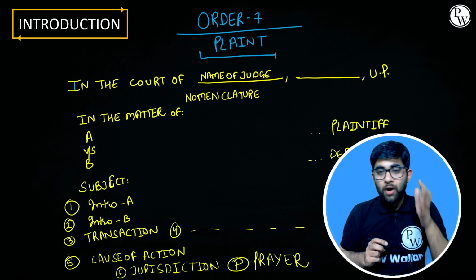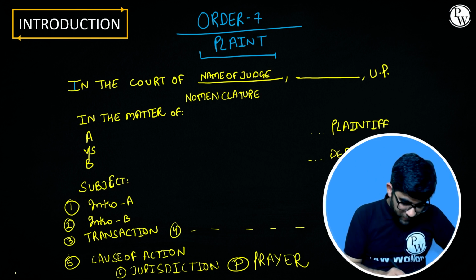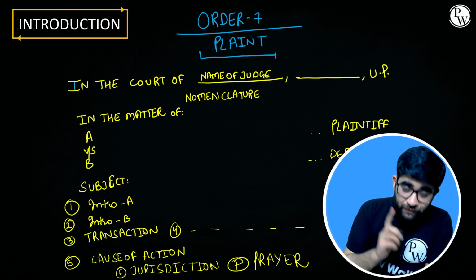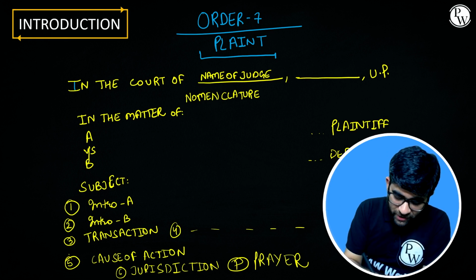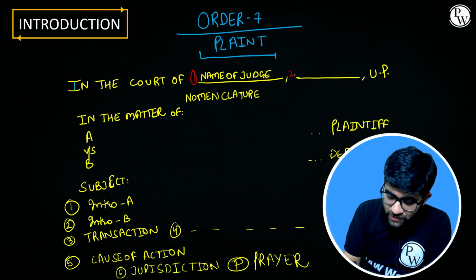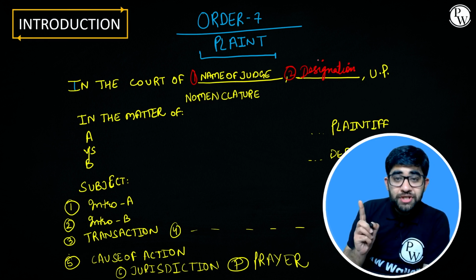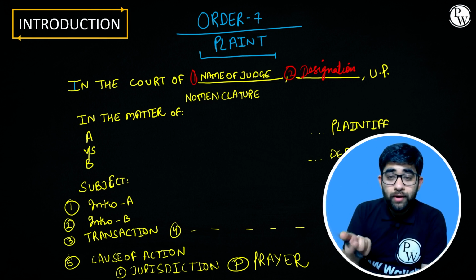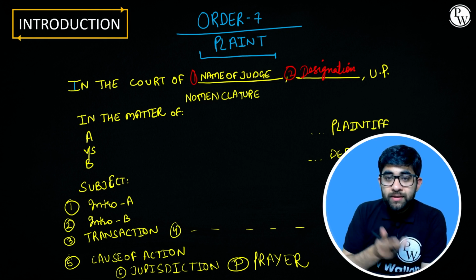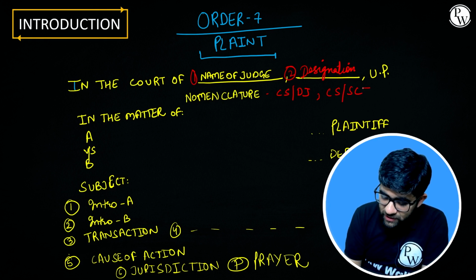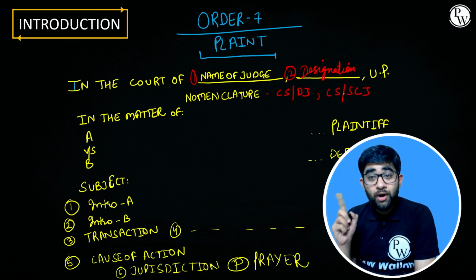So I have given out to you the structure of the plaint. Here I'll explain what is to be written and what is not to be written. First and foremost, you have to write the name of the judge. Second is the designation of the judge, the nomenclature, whether you're filing the civil suit for the district judge or for the senior civil judge. So it can be CS for DJ or CS for SCJ, different in different courts or different states.